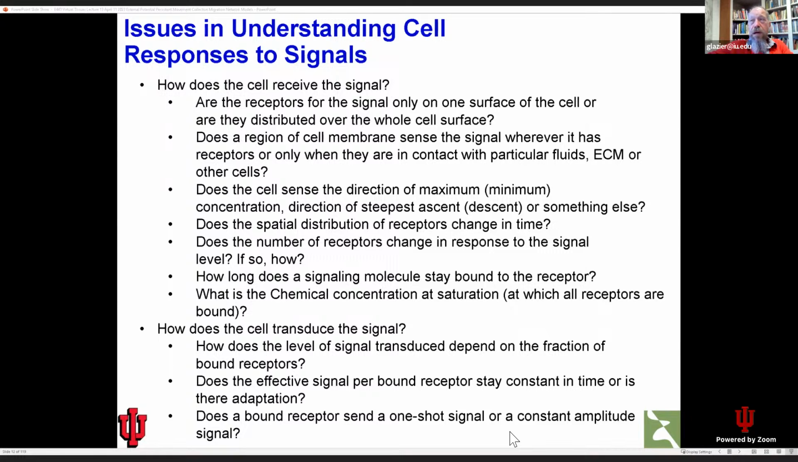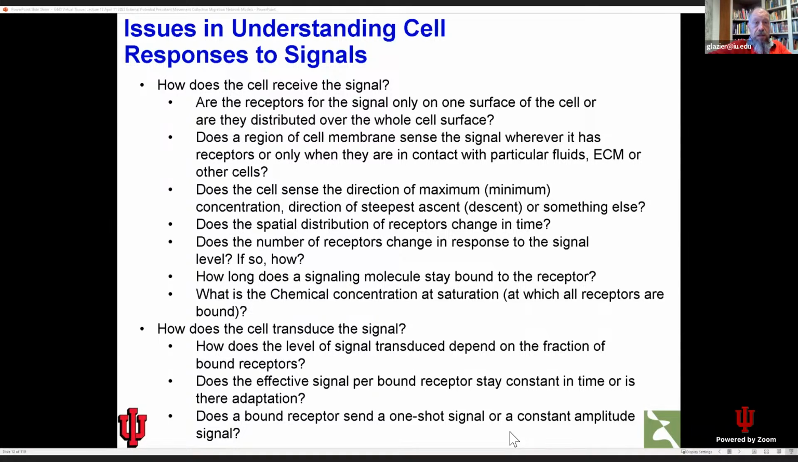We already talked about how the number of receptors changes in response to the concentration. That was our logarithmic adaptation. But the location of the sensors on the cell could change too. Sometimes the sensors start out being dispersed over the cell and then localized, in which case the directionality of the cell movement becomes more pronounced in time.